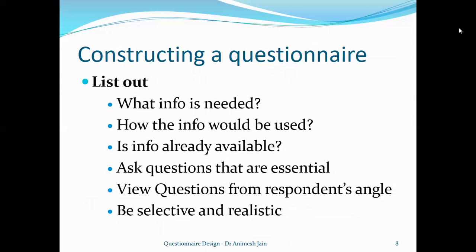Now, when you start off to make a questionnaire fresh, these are the points for a fresh questionnaire if you're making or you're modifying. So these are the things you need to keep in mind. List out what information you need right in the beginning. How would you use this information? Is it already available? If so, then based on that, again, you can tailor make it.